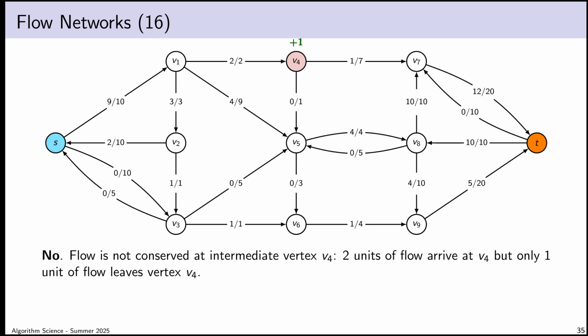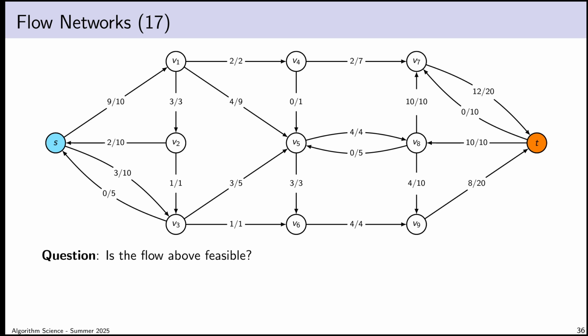Okay, so that was a bit tedious to figure out, but we were able to find the issue with the flow. What about this flow? Is this a feasible flow? Okay, here we go again.